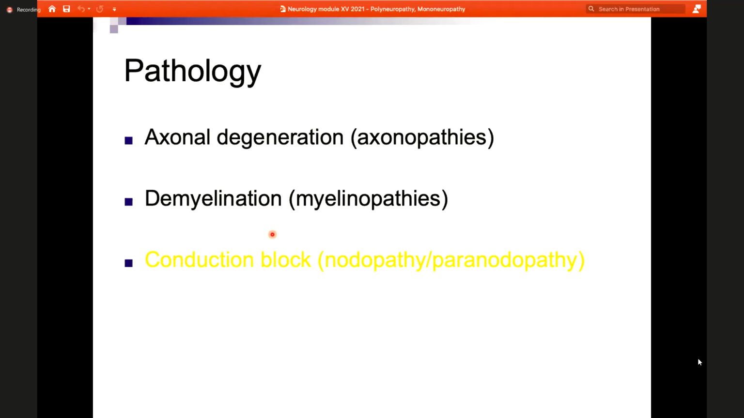So whatever the insult which causes the peripheral neuropathy can either primarily damage the axon or primarily damage the myelin sheath. Then there is a third pathology which produces what we call a conduction block neuropathy. And there the pathology actually affects the node of Ranvier. That's the other structure that is there in the peripheral nerve. So we call it nodopathy plus paranodopathy.